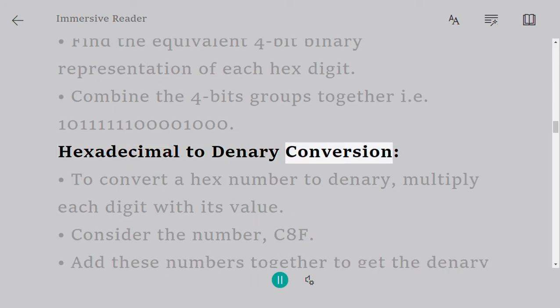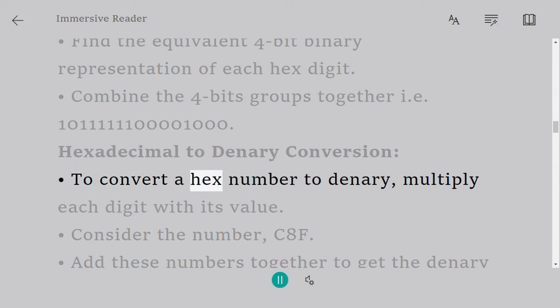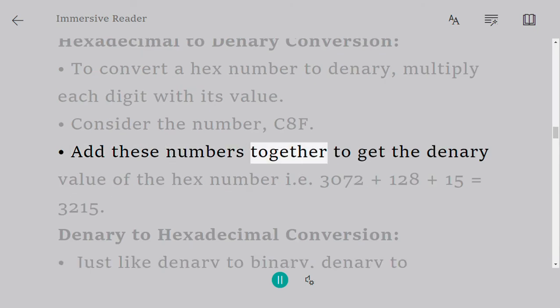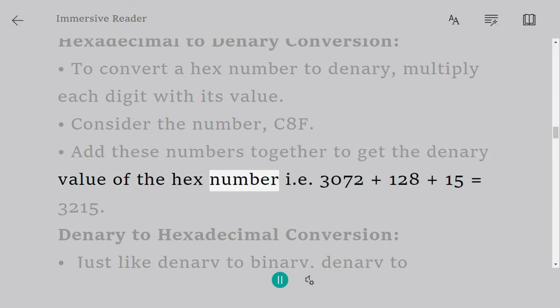Hexadecimal to denary conversion. To convert a hex number to denary, multiply each digit by its place value. Consider the number C8F. Add these numbers together to get the denary value of the hex number, that is 3072 plus 128 plus 15, which is equal to 3215.